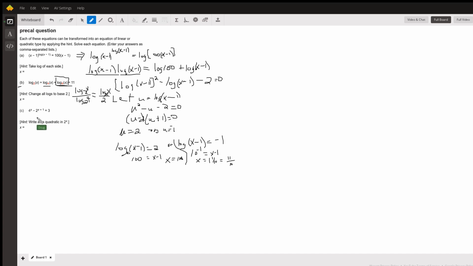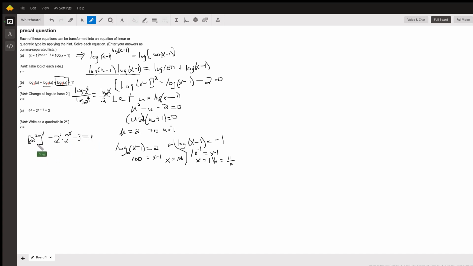For part C, I'm only going to get you started. Think of 4 as 2 squared. So you've got 2 squared to the x power. Think of minus 2 to the x plus 1 power as minus 2 to the first times 2 to the x. And bring the 3 to the left side.